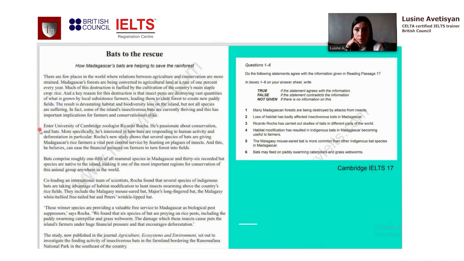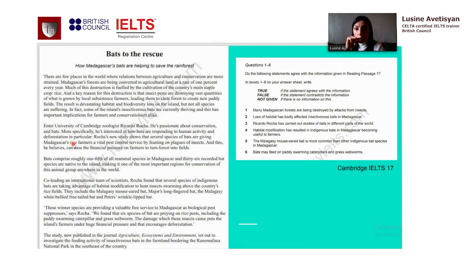Okay. So let's find Ricardo Rocha. Here we are. He has carried out studies of bats. Ricardo Rocha, he's passionate about conservation and bats. So speaking about the studies that he carried out, he was really interested in how bats are responding to humans. So it speaks about how he's interested, but we need to find the studies. Richard's new study, so he has got some studies, shows that several species of bats are thriving. So I have found already that Ricardo Rocha has carried out studies. I'm checking for the second part.